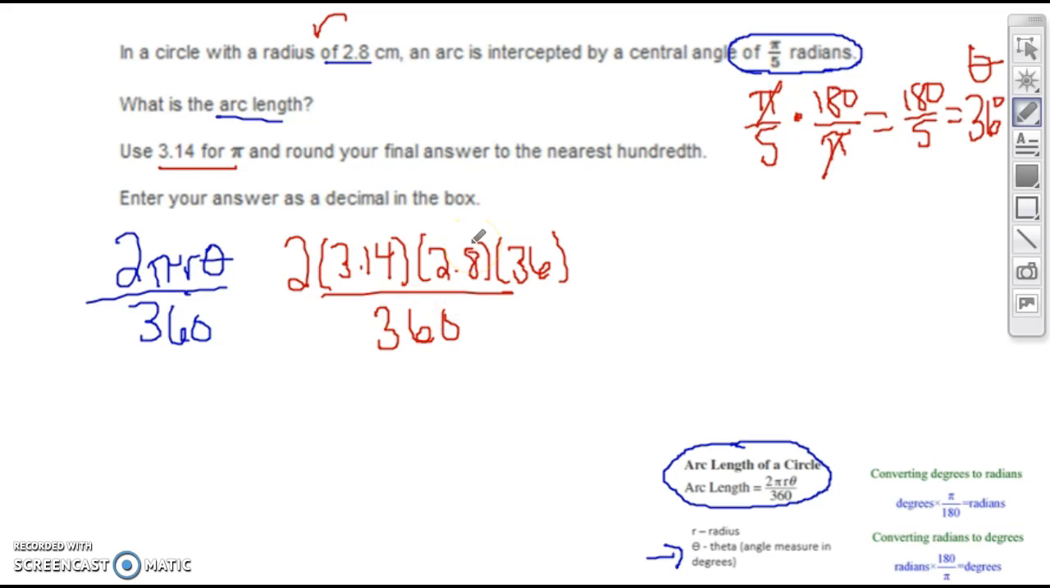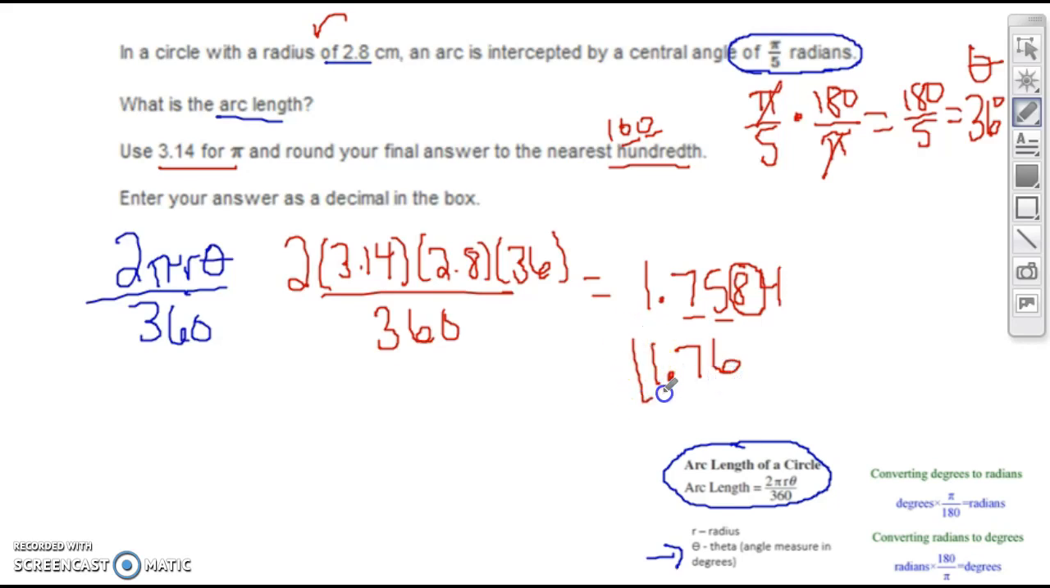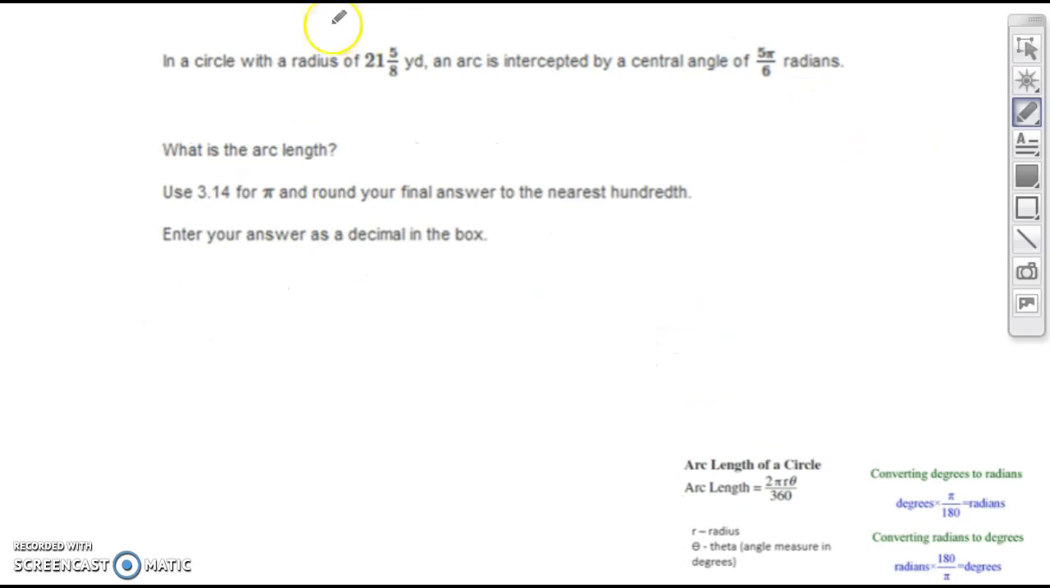So again, we got a fun little calculator problem here. Just multiply it all out and divide by 360. So I got 1.7584, but it says round your final answer to the nearest hundredth. 100 has 2 zeros, so I need to go 2 decimal places, which means I look at the one behind it. That 8 is going to make the 5 round up. So this should be 1.76 for the arc length. Centimeters. Should have put the units on there. Didn't. Sorry.